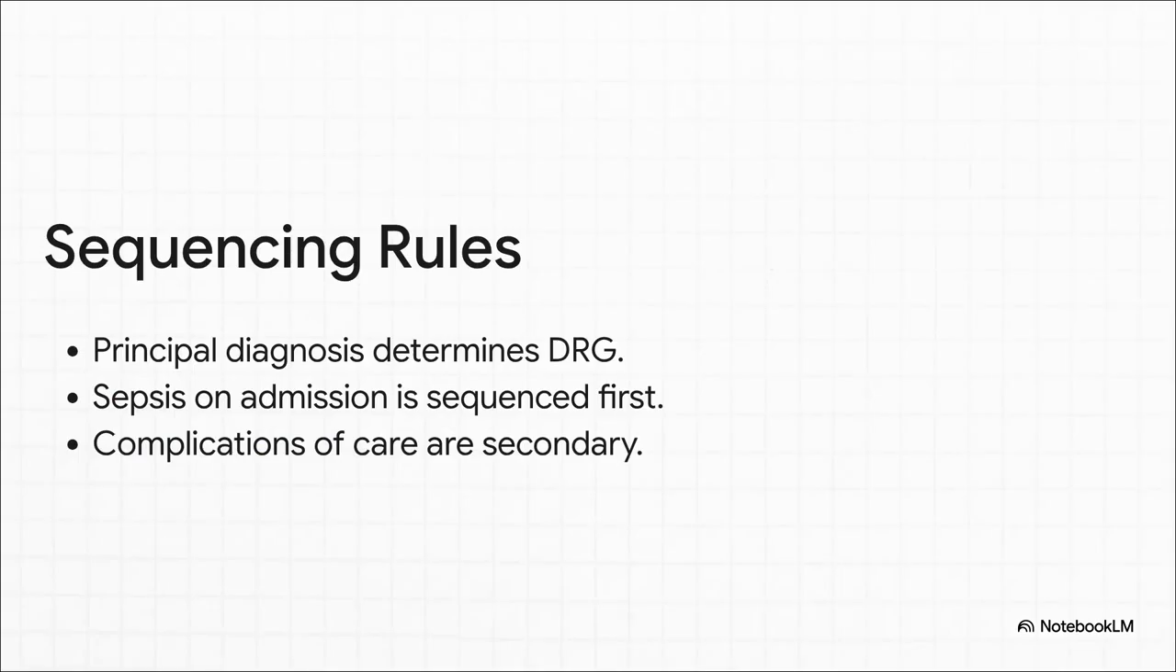Because the principal diagnosis drives the entire DRG category, sequencing rules are strictly regulated. For example, if a patient has sepsis present on admission, and that's why they were admitted, the sepsis code must be sequenced first. On the flip side, if a complication arises from the care provided, like a postoperative infection, that is strictly a secondary diagnosis.